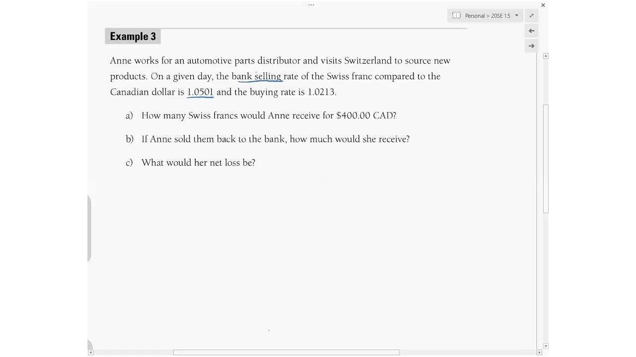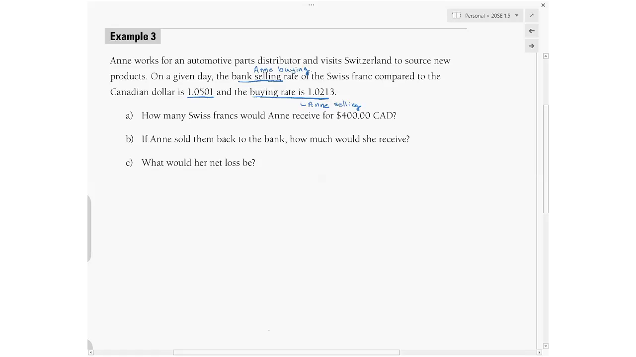Now, first of all, the bank selling rate means the bank is selling. That means Anne is buying. So she's going in there and buying Swiss francs, and the bank is selling them. Here, the bank buying rate, well, that means the bank is buying, so that means Anne is selling, and we're always buying and selling foreign currency.